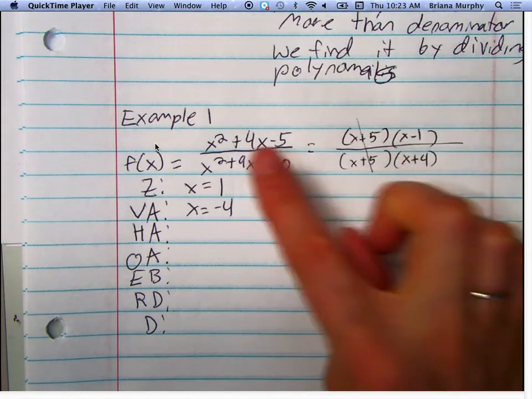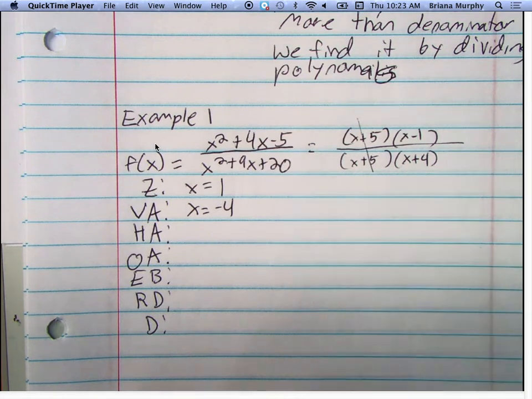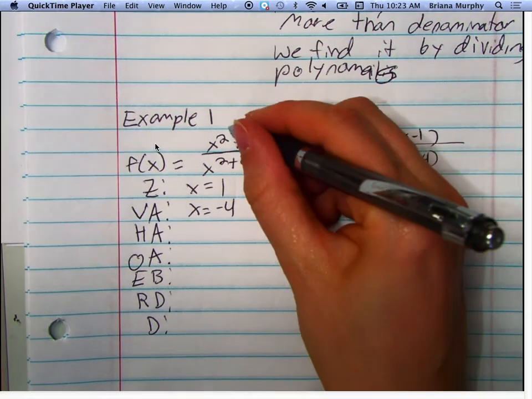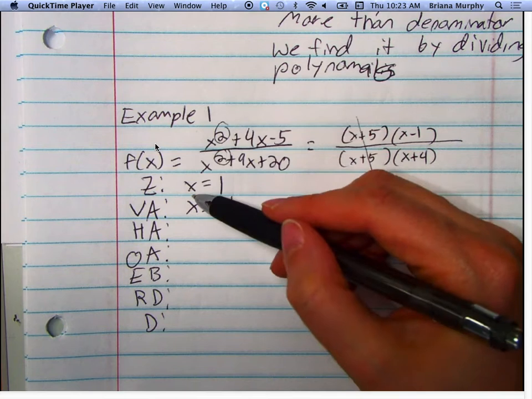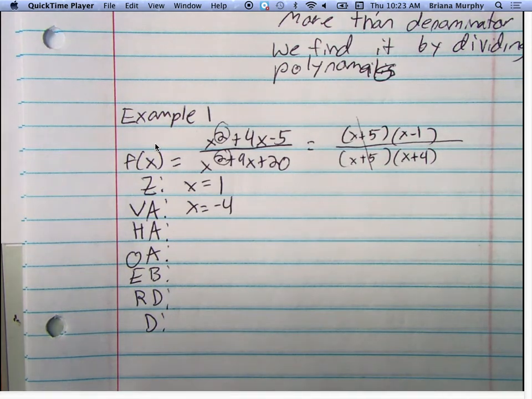How many X's do I have on top? Are they equal? Look at the degrees. See these degrees? Are they equal? Okay, so if it's equal, it's the leading coefficient. And what's the leading coefficient? Is there a number in front? So that number is what? 1.